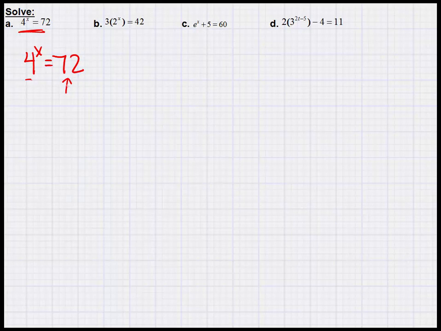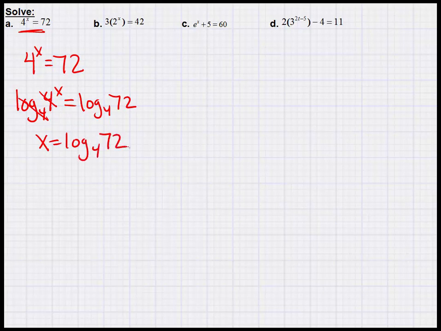So now inverse property. I'm going to try and get rid of this 4 so the x is by itself. How? I'm going to take the log base 4 of 4 to the x. Well, I'll just do log base 4 of 72 as well. And that tells me that these will cancel. X equals log base 4 of 72. And that's it. You're done. If you could simplify it more, you might want to, but I'm fine. Just leave it like that. And there's your answer.